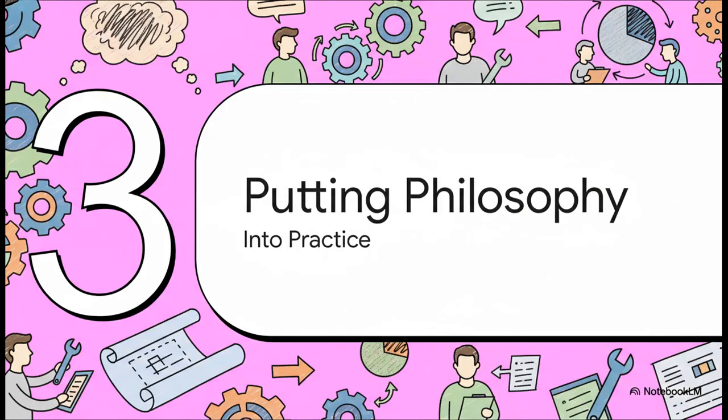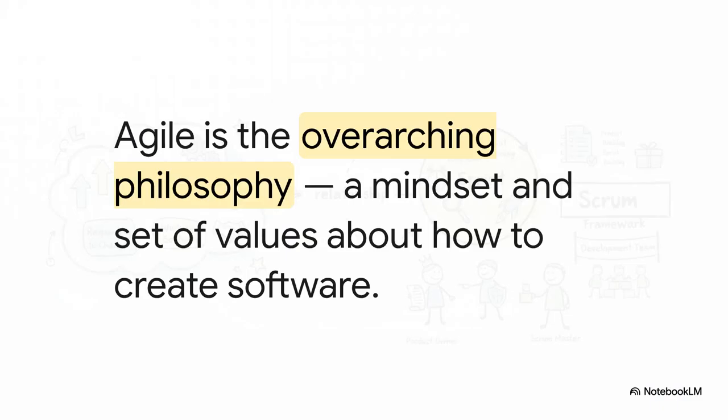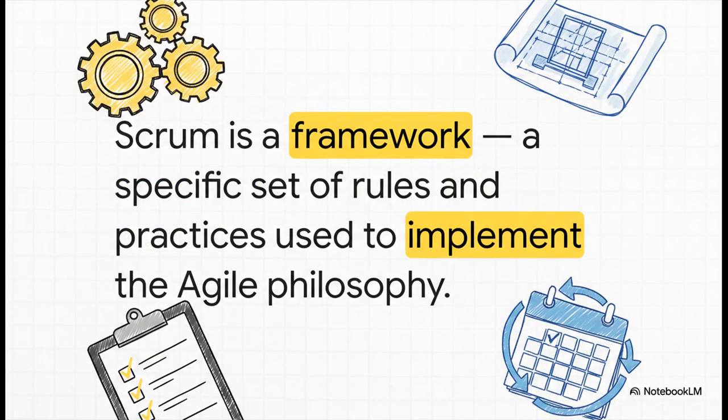Okay, so having this new philosophy is awesome, right? It's a great start. But a philosophy is just an idea. People needed a real, concrete way to actually apply these values to their work every single day. So if there's one thing you remember, let it be this. Agile is the big idea. It's the mindset. It's the set of values. It's the why behind this whole new way of working. And Scrum? Well, Scrum is the framework. It's a specific set of rules and roles and meetings. It's the how. It's one of the most popular ways a team can actually put that Agile philosophy into practice.